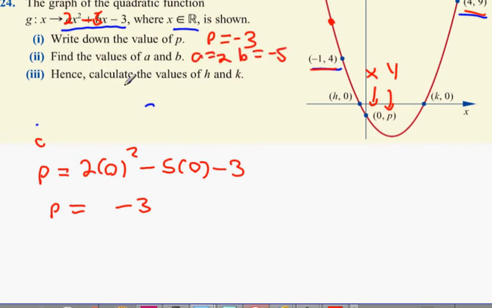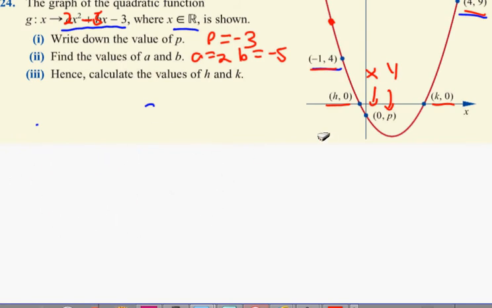And then finally, hence calculate the value of H and K. Now, H and K is an interesting one, okay? H and K are both the values when y equals 0. When your output is 0. Okay? So look what happens here. G of x is the output, and this is 2x squared minus 5x minus 3.